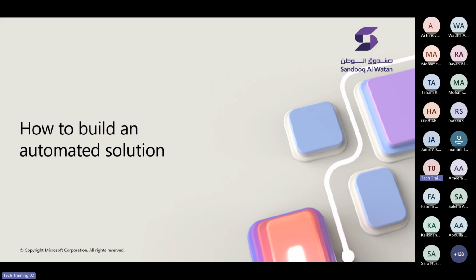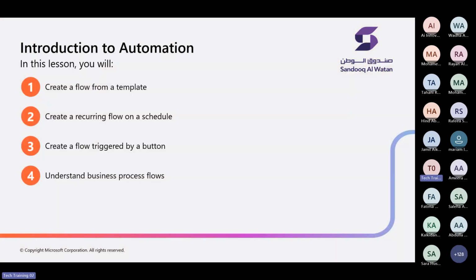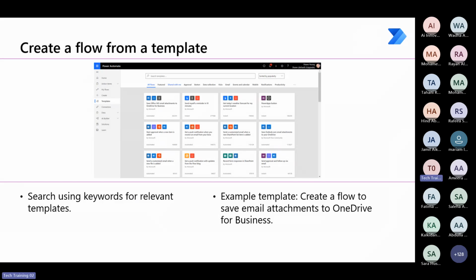You can see the slides on the canvas. Okay, how to build an automated solution. First, you can create it from a template, as we saw. Second, we can create it from a schedule or recurrence. Third, from a push button or trigger button, or business process flow or cloud flow. So I need to open the template, select the template I need, manipulate and customize it, then save it.